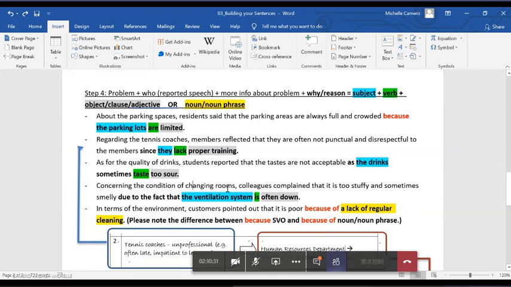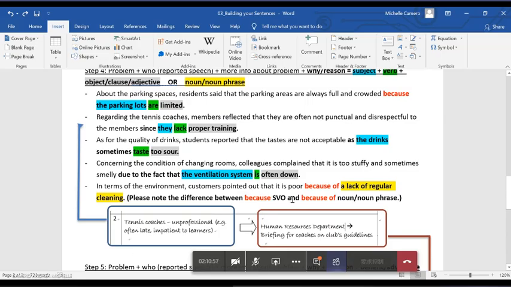Concerning the condition of the changing rooms, colleagues complained that it is too stuffy and sometimes smelly due to the fact that the ventilation system is often down. Okay, often down means often not working. And then in terms of the environment, comma, customers pointed out that it is poor because of a lack of regular cleaning.